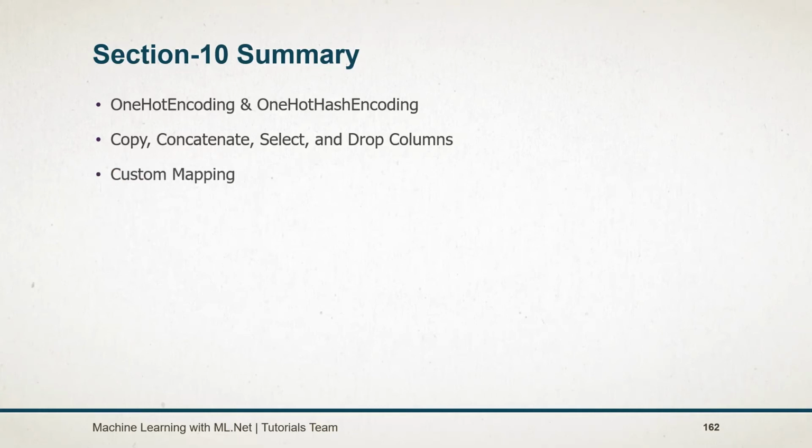Created a custom mapping function to map values in the data view, and also saw how to register the assembly in ML.NET. Then learned how we can restrict the feature selection based on the column having the value. Then saw how we can handle the missing values.